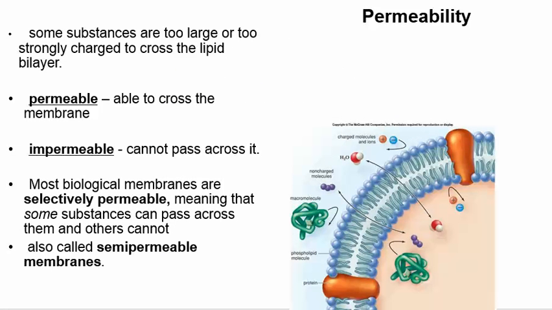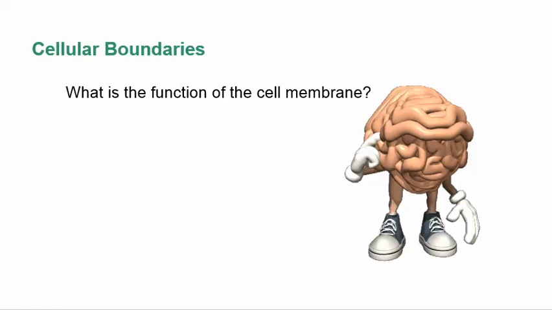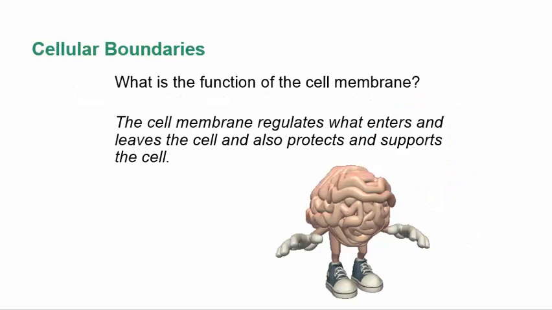Now this membrane is called semi-permeable because it lets some things across and it doesn't let others. So if something can go across that membrane, it's called permeable, able to permeate the membrane. And if it cannot go across the membrane, it's called impermeable. So what's the main function of the cell membrane? Do you remember? That's right. Regulate what goes in and out of the cell. And it also protects and supports the cell.